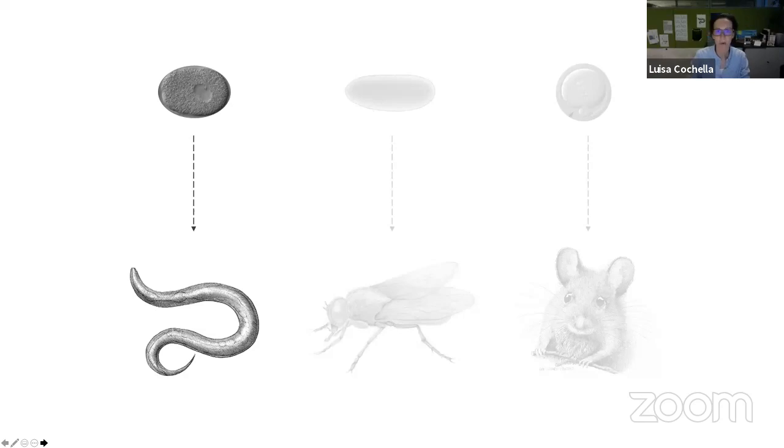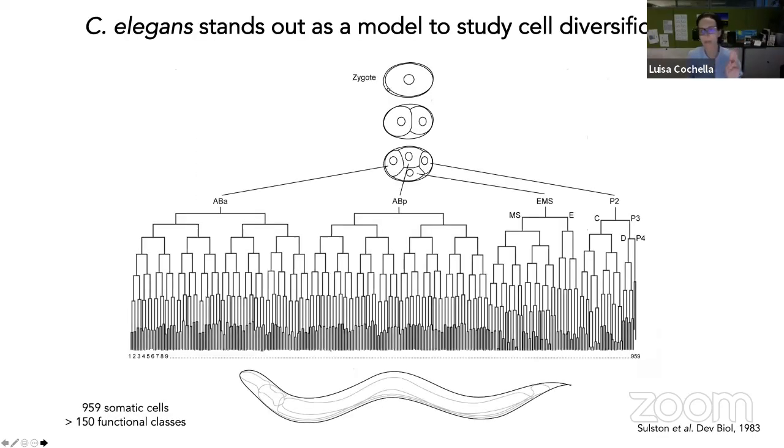And to address these questions, we use the nematode C. elegans. And we do so for two main reasons. We think C. elegans is really a fantastic model to address the question of cell diversification. And that is because this nematode in the adult state has 959 somatic cells. But within this relatively small number of cells, it has a very large cell type diversity, with over 100 different neuron types, different types of muscles, epithelia, a reproductive system, an excretory system, and so on and so forth.